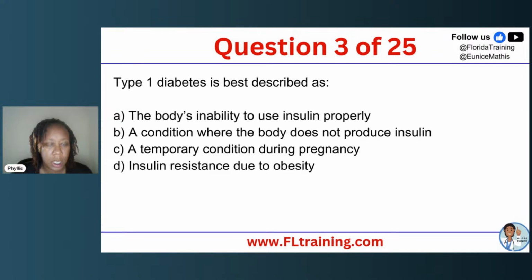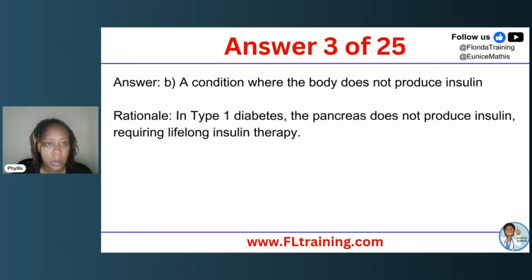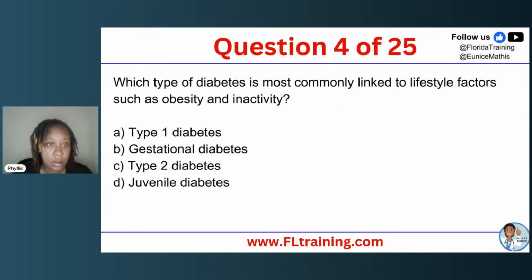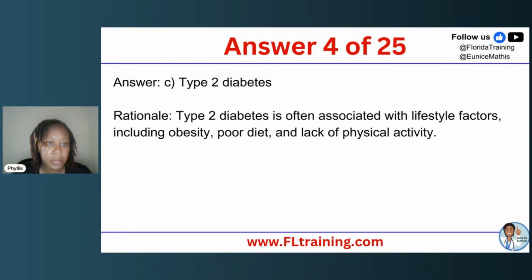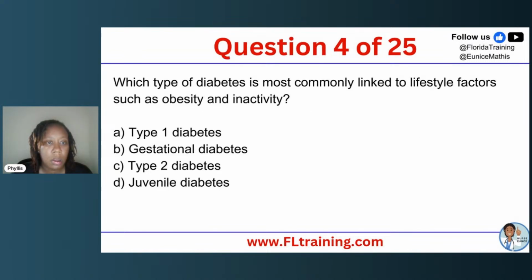All right, let's go ahead and move on. If you chose B, you are absolutely correct. A condition where the body does not produce insulin. In type 1 diabetes, the pancreas does not produce insulin, requiring lifelong insulin therapy. Way to go, guys. Sorry about that, guys. I showed y'all the answer.